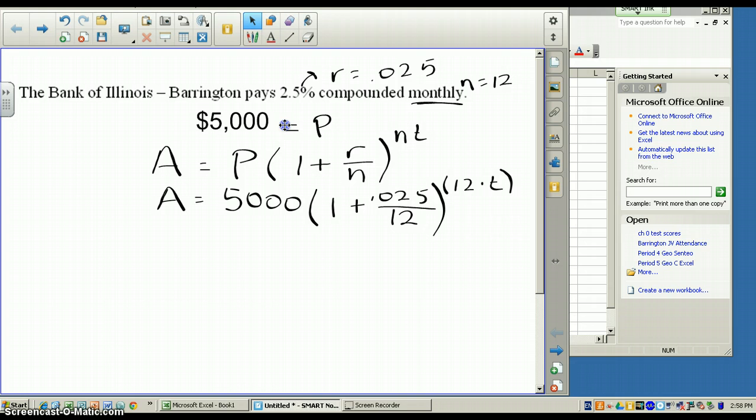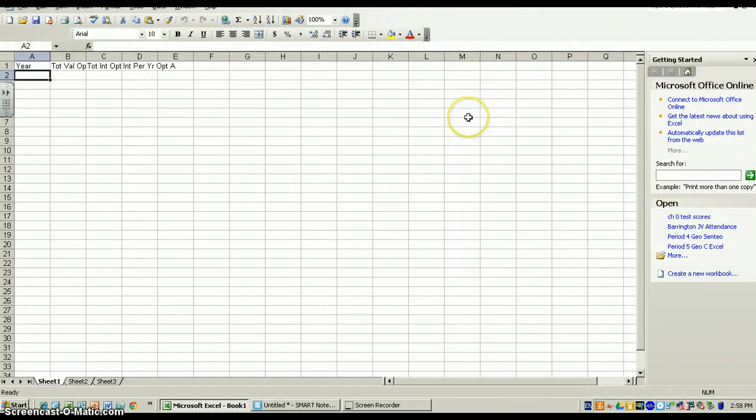Now that we have our formula, we're going to go over to our Excel spreadsheet. Please follow along with my keystrokes. You should have this exact spreadsheet, with years in column 1, total value for the option in column 2, total interest for the option in column 3, and interest per year in column 4. First we're going to come up with the years.